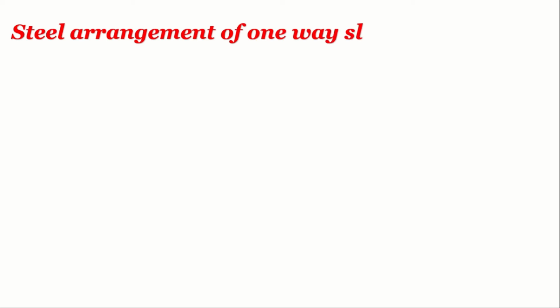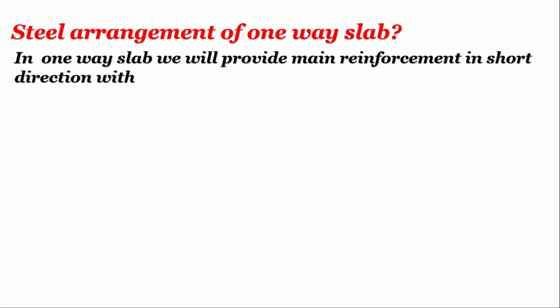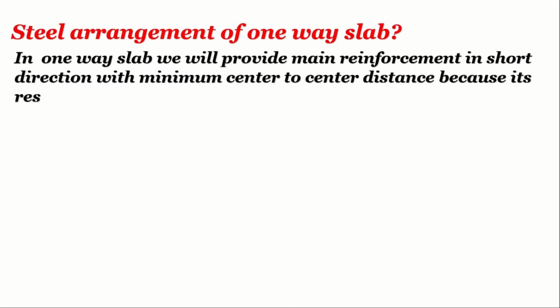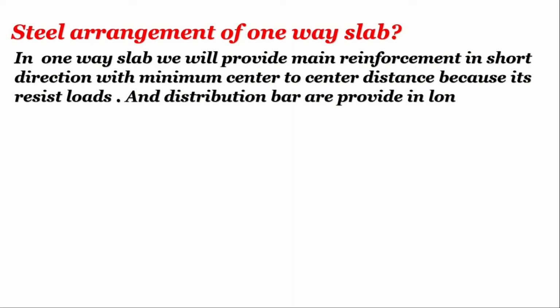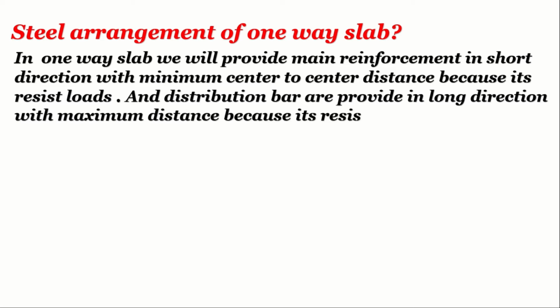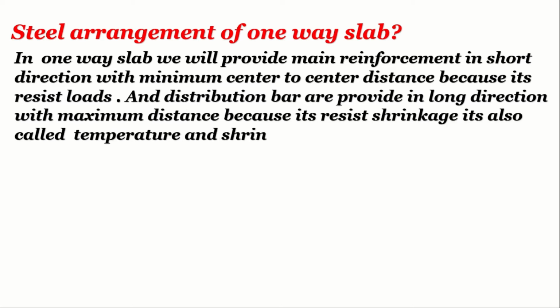Steel arrangement of one-way slab. In one-way slab we provide main reinforcement in the short direction with minimum center to center distance because it resists loads, and distribution bars are provided in the long direction with maximum distance because they resist shrinkage. It is also called temperature and shrinkage bar.